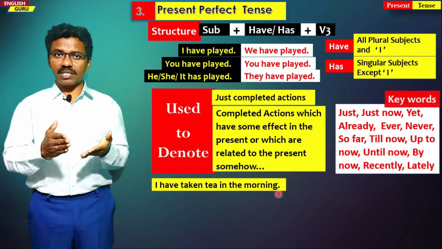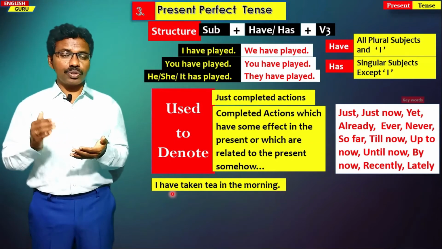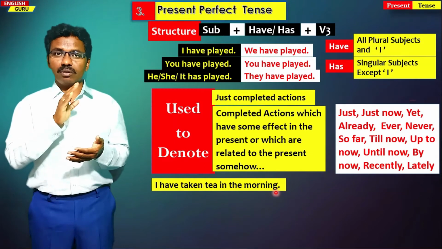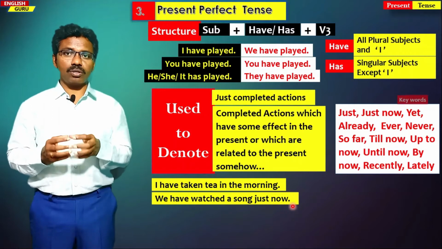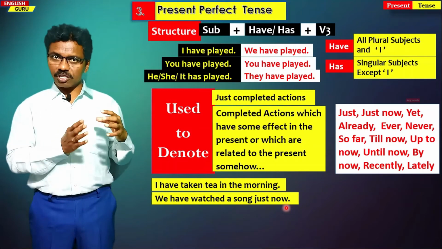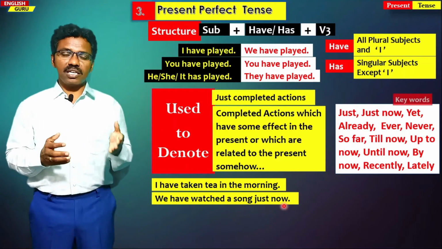So it is just completed in the morning. So I have taken tea in the morning. Not "I took tea in the morning" when you are talking in the afternoon. So in the second sentence, we have watched a song just now. So we have watched a song just now, 1 hour ago or 2 hours ago. That's it, in the near past.